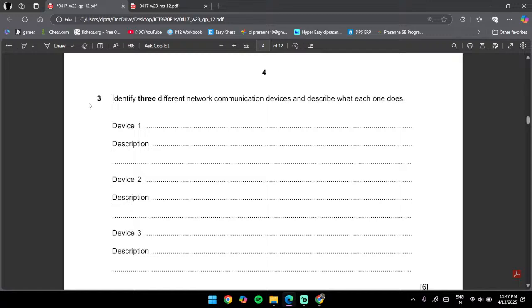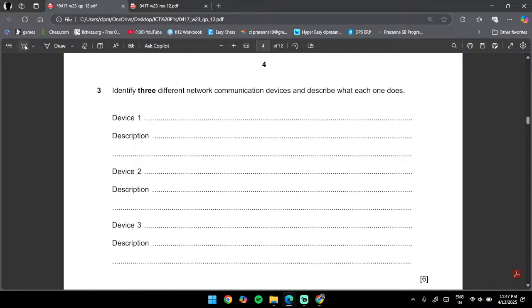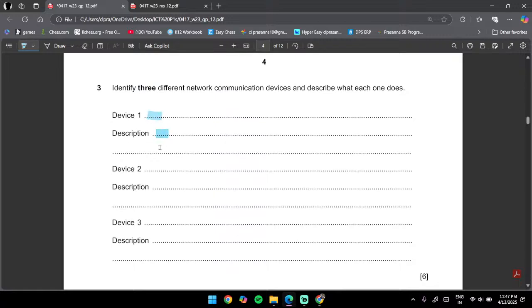So then it says identify three different network communication devices and describe what each one of them does. Okay, so it's 6 marks. So I'm going to guess 1 mark for each over here, to identify and to give a description. Now they're talking about network devices or network communication devices. So the ones that I can remember, let me write them down.